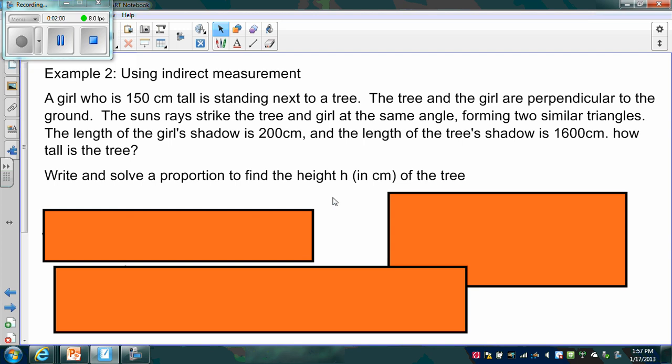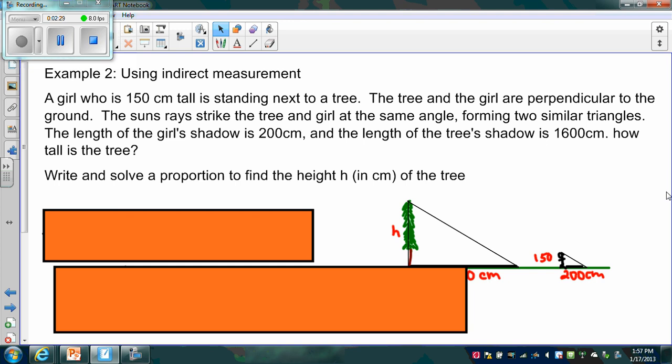Example 2 is using indirect measurement. So a girl who is 150 centimeters tall is standing next to a tree. The tree and the girl are perpendicular to the ground, so they're standing straight up. The sun rays strike the tree and the girl at the same angle, forming two similar triangles. The length of the girl's shadow is 200 centimeters, and the length of the tree shadow is 1,600 centimeters, and you want to figure out how tall the tree is.